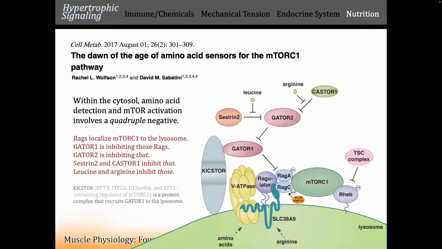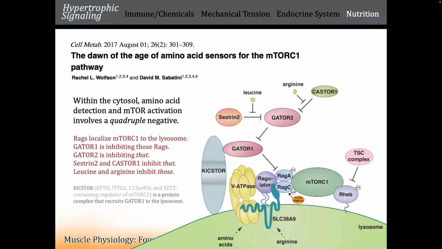So the V-ATPase, a vacuolar type ATPase. This moves protons, this controls pH. You don't need to know it. And then Ragulator, this recruits GATOR. You can ignore that one too, but GATOR1, don't ignore that. That's basically the tuberin of amino acid sensing. In the way that tuberin inhibits Reb, GATOR1 is inhibiting RAG proteins.